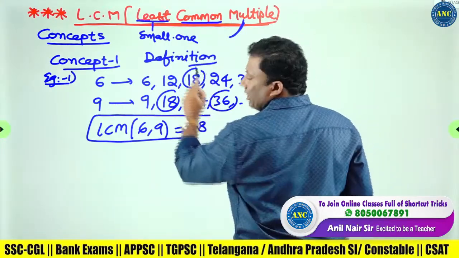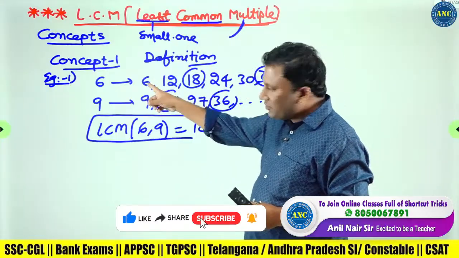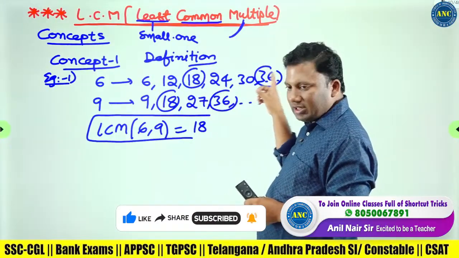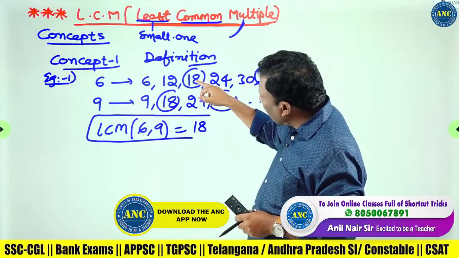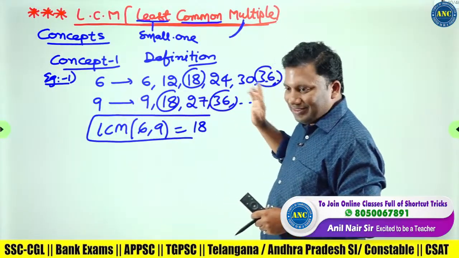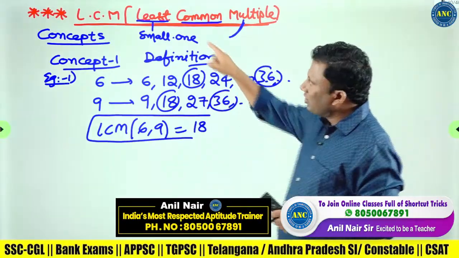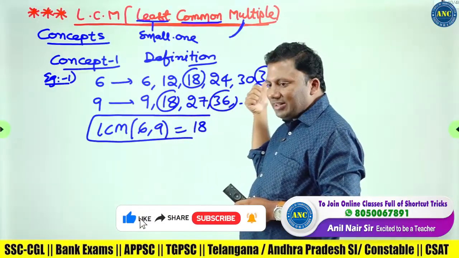Definition. Again I am repeating. All the multiples of 6 I wrote: 6 ones are, 6 twos are, 6 threes are, 6 fours are, like that. All the multiples of 9 I wrote. Then I took the number which is common in both. 18 is common in both. 36 is common in both. Least means smallest. What is smallest among 18, 36?